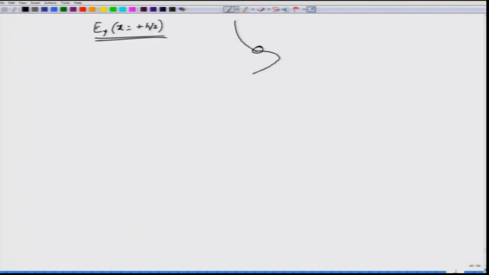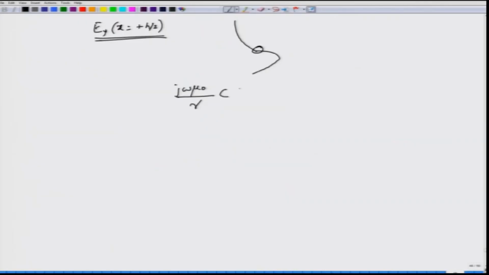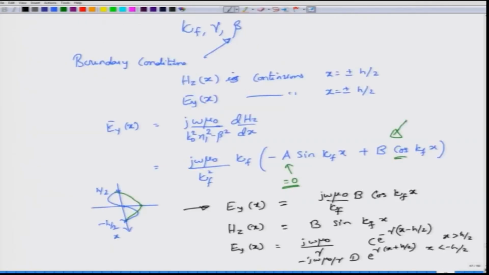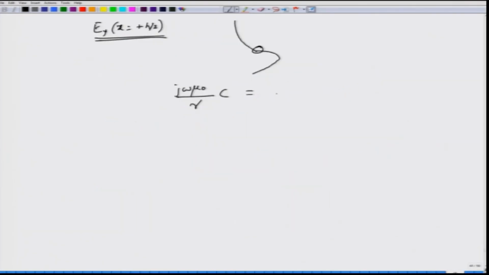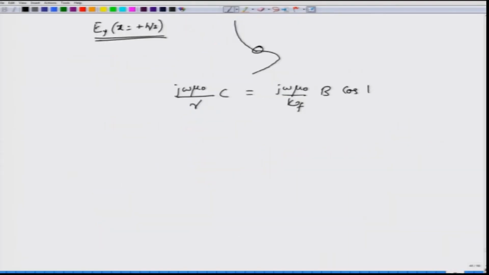So, the equation that I actually get from the evanescent side will be j omega mu naught divided by gamma times c, that must be equal to j omega mu naught by kappa f times b cosine kappa f h by 2. So, this is the equation that I am going to get from applying the boundary condition at x equal to plus h by 2 on the Ey component.